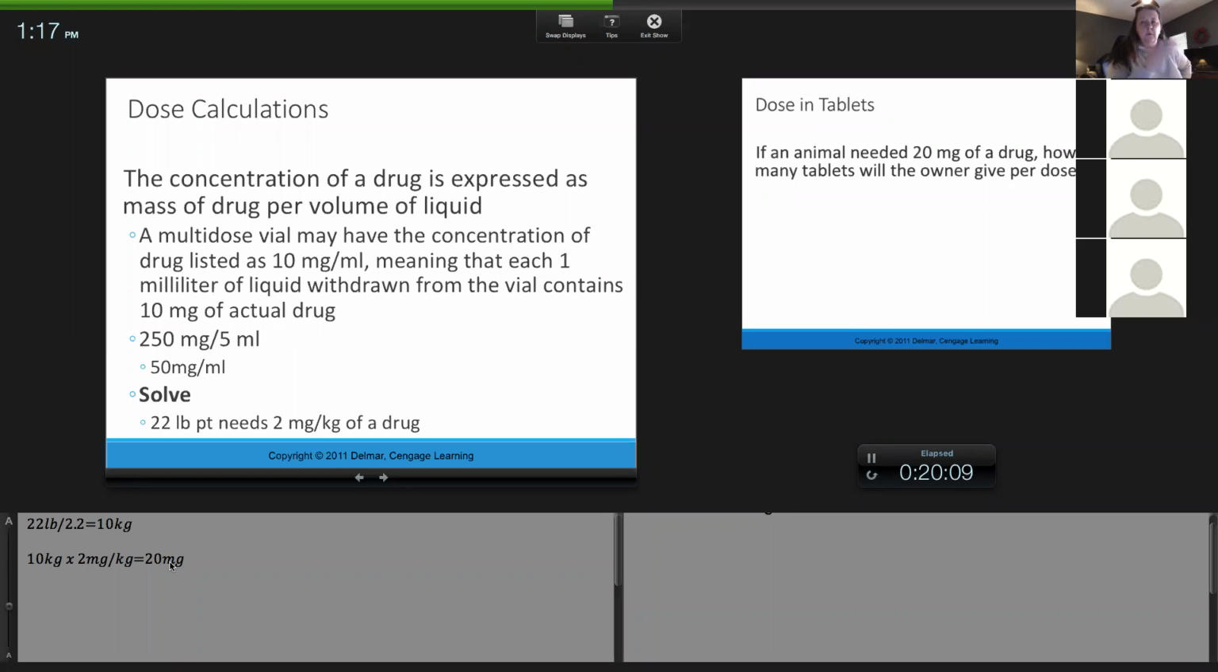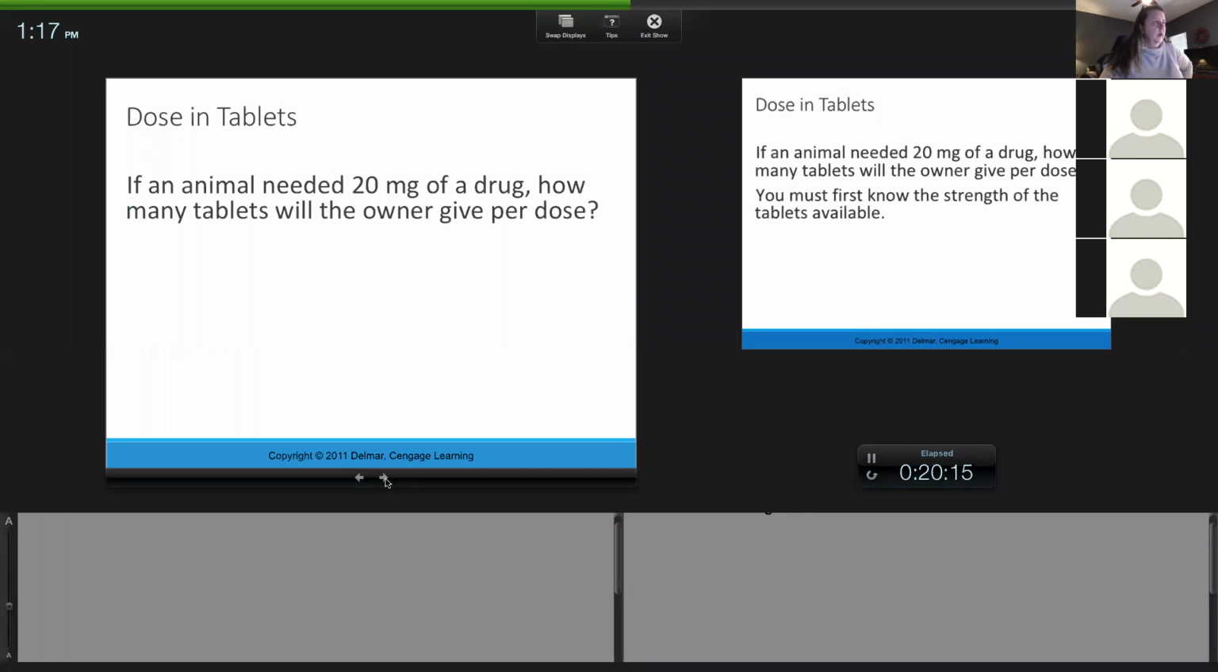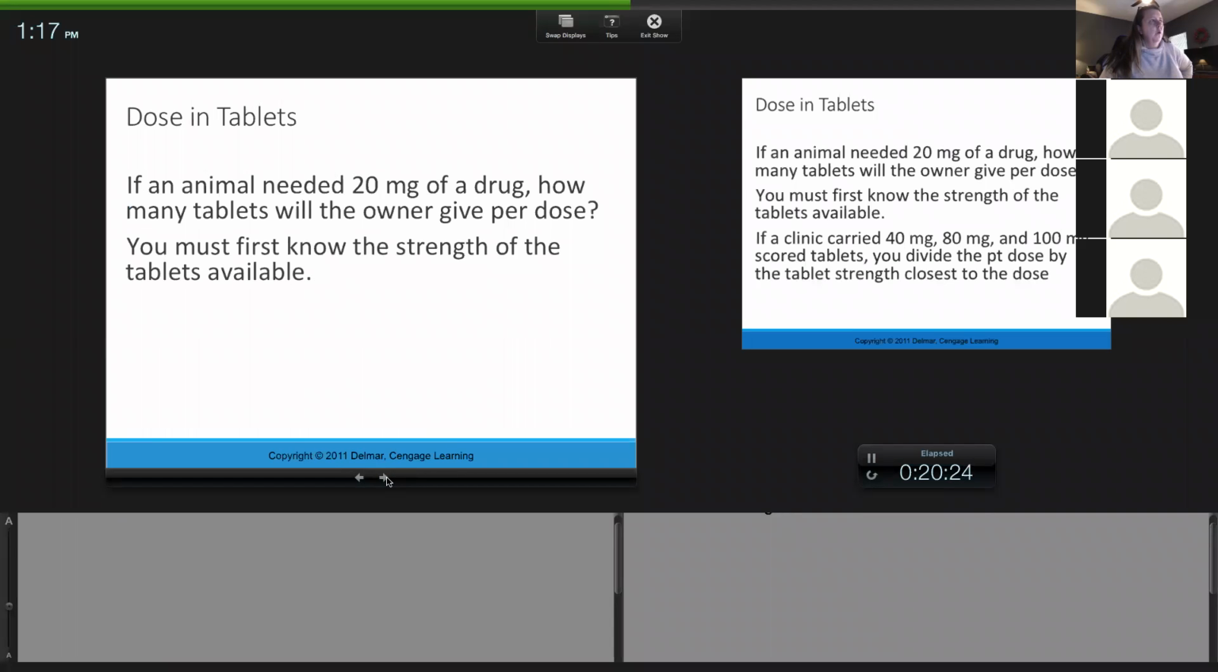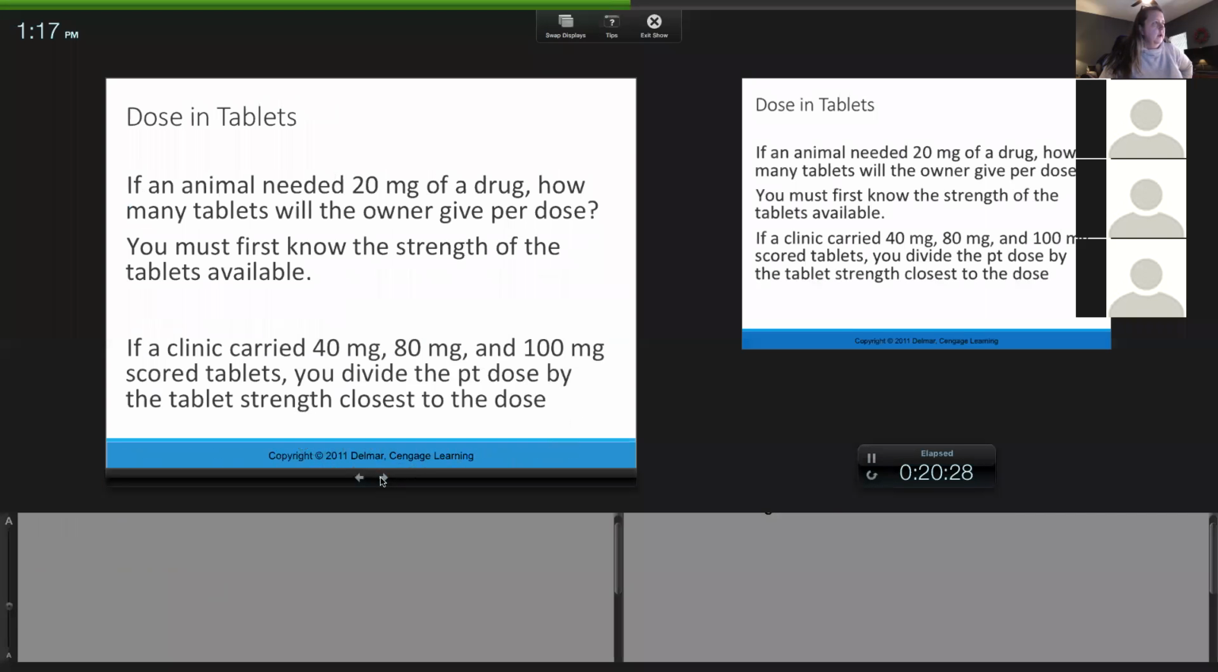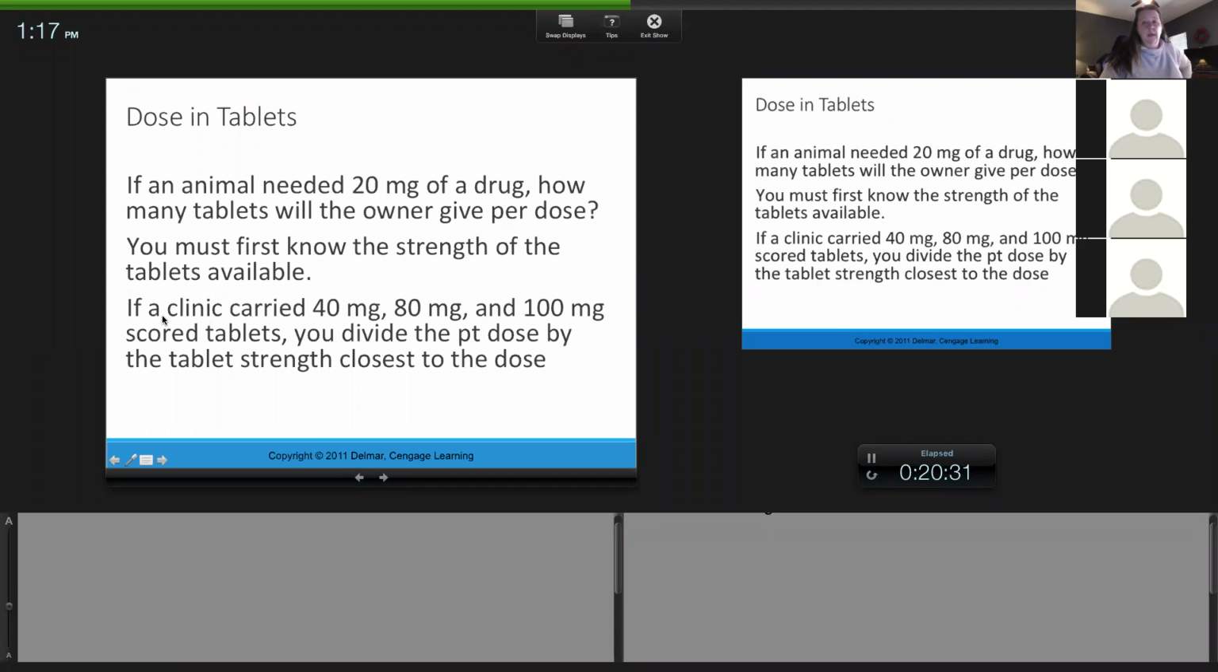So right now we're going to work through this problem. So now I know my patient needs 20 milligrams of a drug. How many tablets is the owner going to give? Well, we have to figure out what is the strength of the tablets we have available. Say, for example, now a lot of times you go to the shelf and a drug comes in multiple different strengths, like I just told you, metronidazole comes different ways.